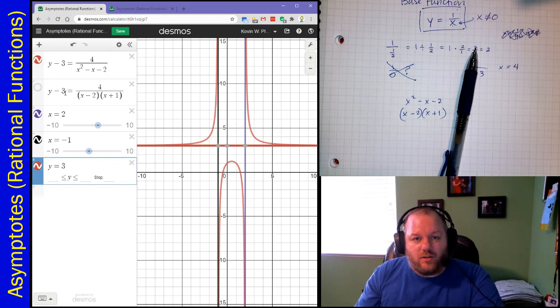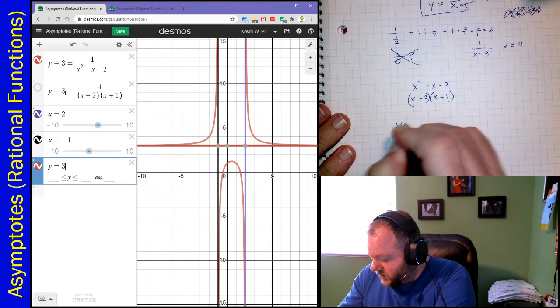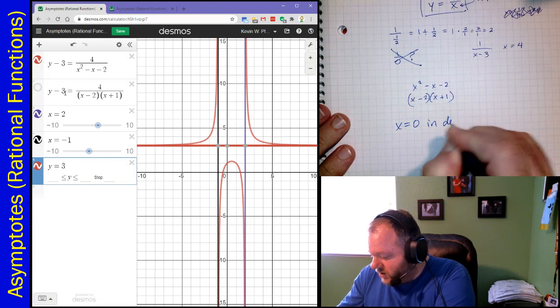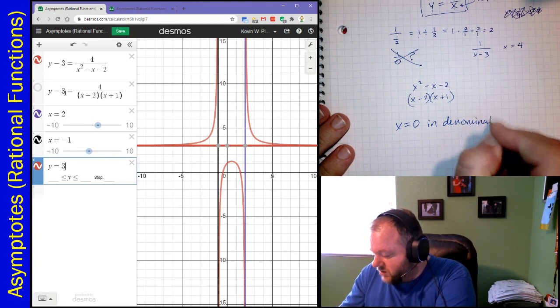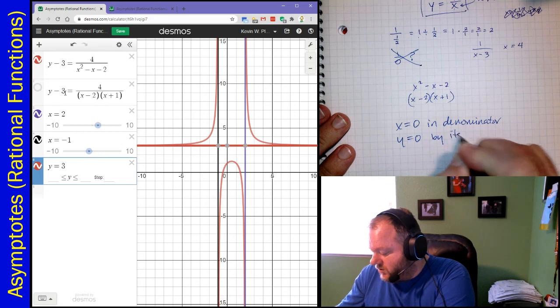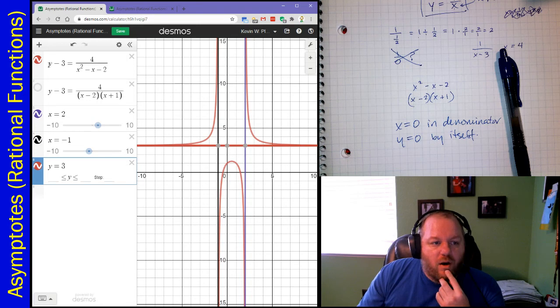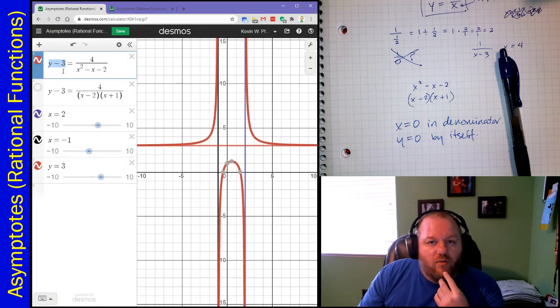The takeaways. When is x going to equal 0 in the denominator? So x equals 0 in the denominator. y equals 0 by itself. So what number of y will turn this into 0? What values of x will make the denominator 0?